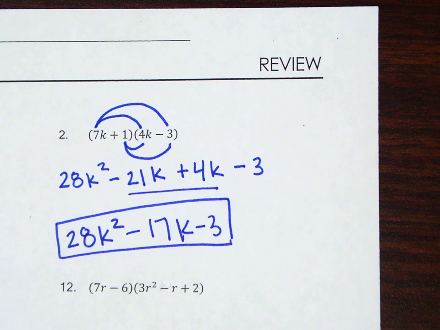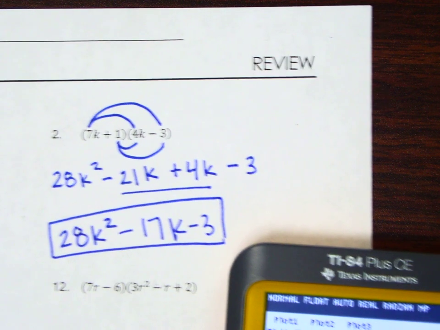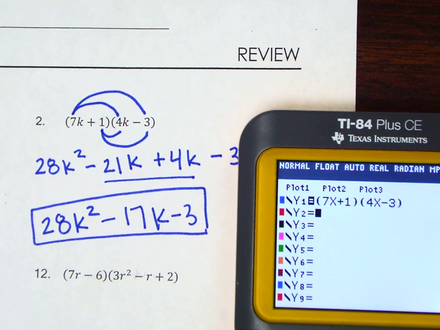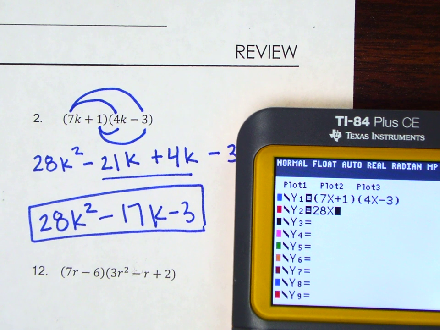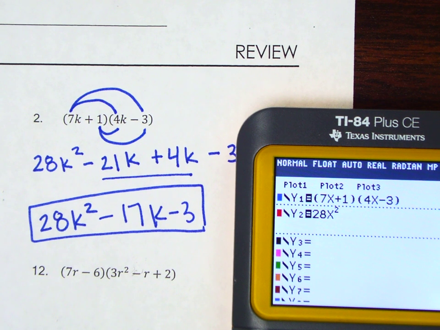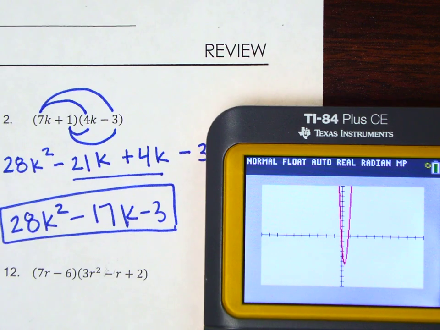My answer. Now, if you want to check yourself, or if you're going to go through your answer choices on the test, you can type this in the calculator, 28x squared minus 17x minus 3. And you should see that it is the exact same graph as the one before.